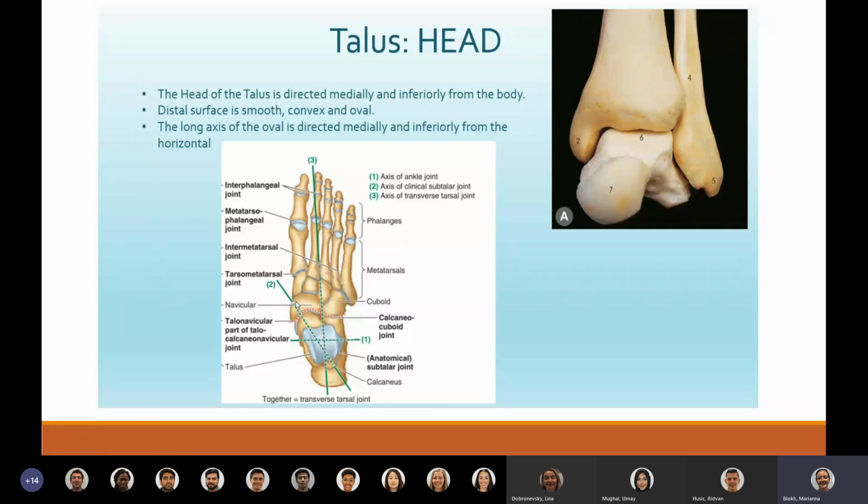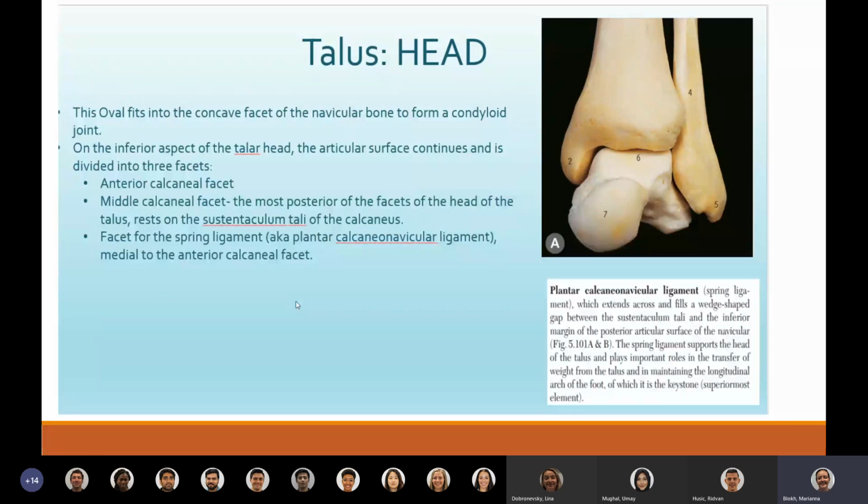That's how, when you x-ray someone's foot in a neutral position, like when they're just perfectly straight, standing, or putting their foot against the plate, the talus should be in that position relative to the calcaneus, the navicular, and the rest of the bones. All right, so the oval fits into the concave facet of the navicular bone. We know that. It forms a condyloid type of joint. They do ask about joints on the boards exam, so you have to know the different types of joints formed in the foot and how they function, how they move.